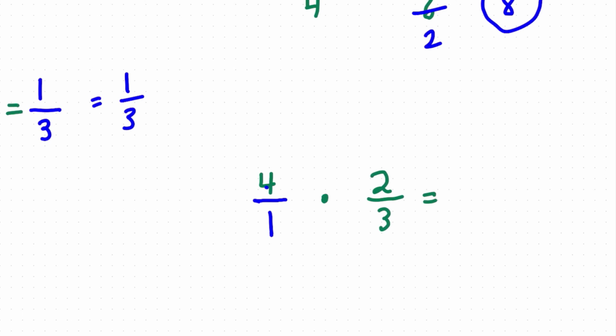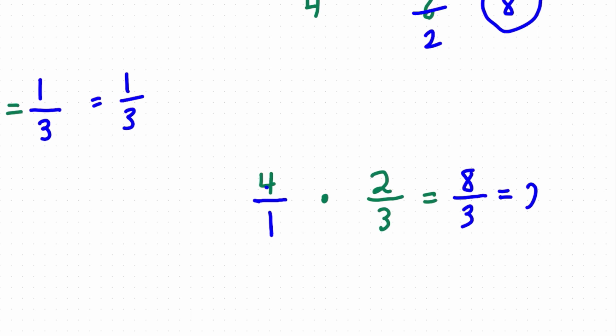So 4 times 2 is 8 on the numerators. The denominators, 1 times 3, we get 3. We get 8/3. Remember, if you get an improper fraction, which this is, I want you guys to change it to a mixed number. So we have to ask ourselves, how many times can 3 go into 8? 2 times 3 would be 6, so it can go in there 2 times. If we did 3 times, it would be 9, so that wouldn't work.